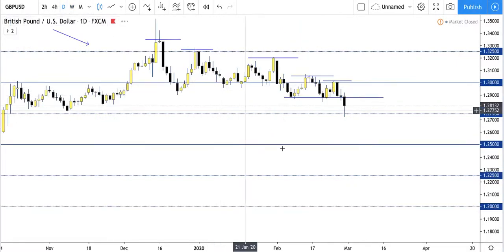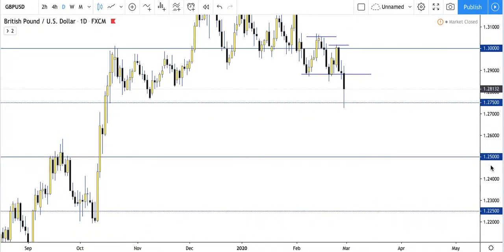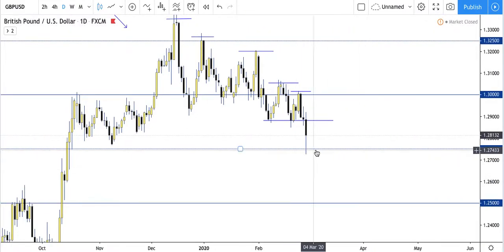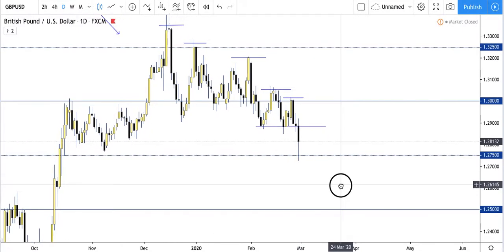Now, for us to actually go ahead and enter this position, we would have to wait for a daily closure below 1.275, and then we can look to enter a sell position back towards 1.25.